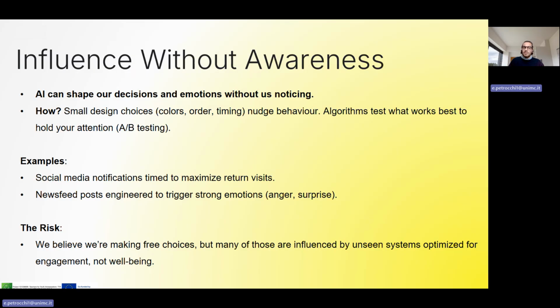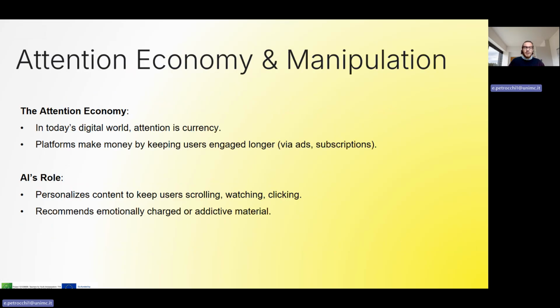Social media notifications, for example, are timed to maximize return visits, and newsfeed posts are built to trigger strong emotions. The risk is that we believe we are making free choices, but many of these choices are influenced by unseen systems that maximize engagement and not well-being. Of course, by trying to capture our attention, the goal is maximizing engagement and not well-being.